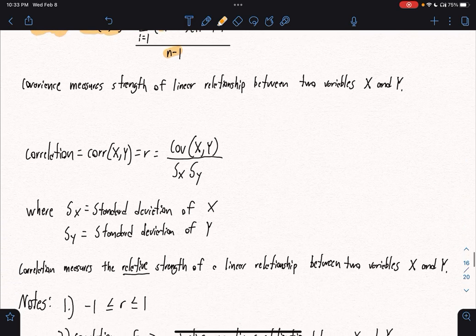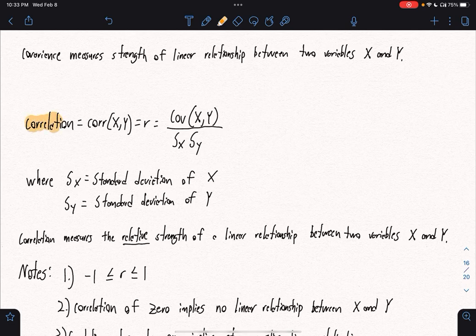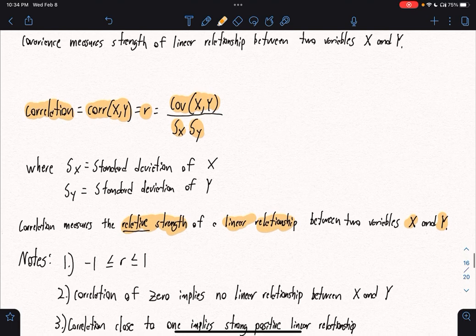What's more interesting to us is a measure of correlation, which we'll call cor between X, Y, or just r, and it's defined as the covariance divided by the standard deviation of X times the standard deviation of Y in that denominator. What correlation is doing is measuring the relative strength of the linear relationship between the two variables X and Y. And this is much more useful to us. So let's look at some notes here.